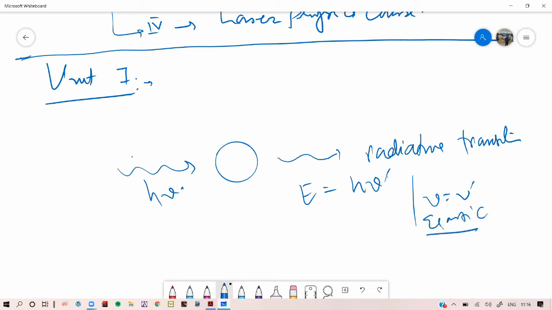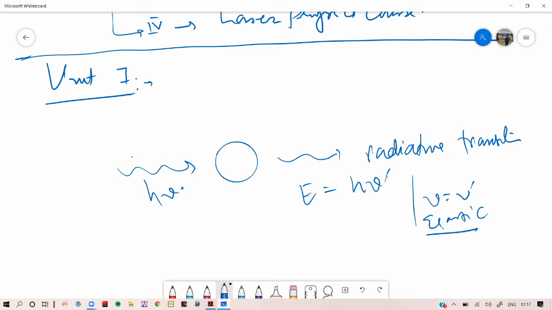That is one of the possibilities. Nu can be different from nu dash, or nu can be less than, or nu can be greater than. That depends on what type of process is going on. So, for example, if we assume that it is an elastic one, that means the incident frequency is equal to the output frequency. So we have to understand how this incident radiation will interact with the atom.